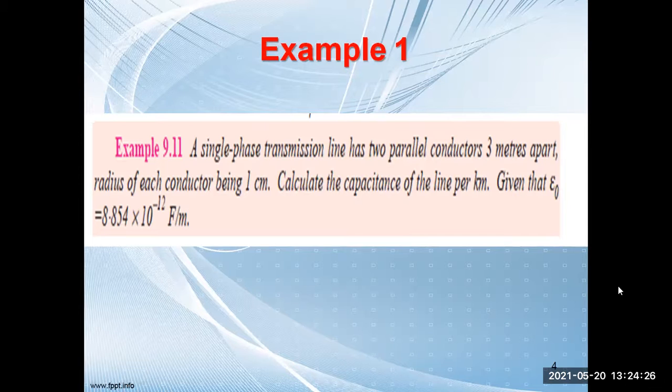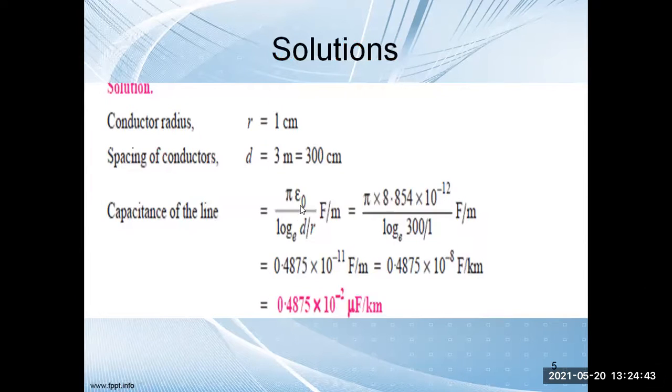This is the problem. A single phase line is given, the distance between the two conductors is 3 meters, and the radius of each conductor is 1 centimeter. Epsilon naught is given. You need to calculate the capacitance. So you have to apply the formula directly. We know that the capacitance of a single phase line is pi epsilon by log of d by r. Yes or no?